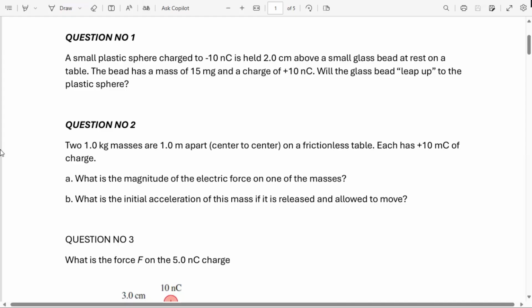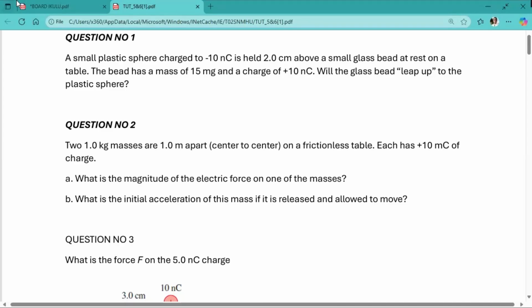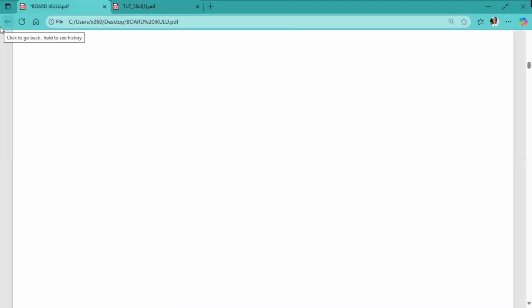So we'll calculate the electrostatic force to see what the magnitude of the force of attraction is. Then we also calculate the weight of the bead. If the weight of the bead is more than the force of attraction between the two charged particles, that means it will not leap towards the plastic sphere. But if the force of attraction is more than the weight of the glass bead, that means it is going to leap towards the negatively charged plastic sphere. So let's do this.